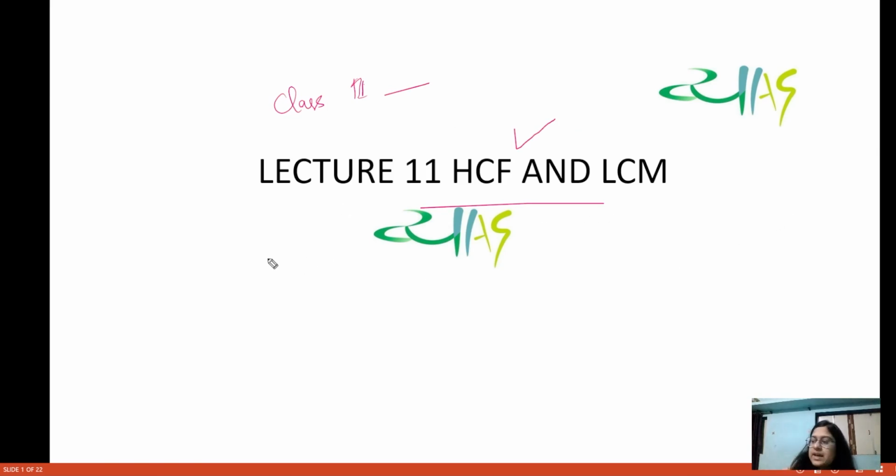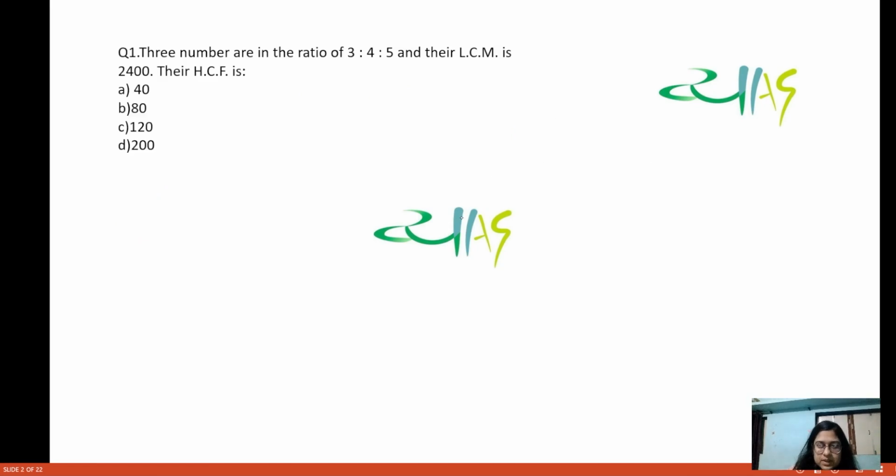So let's begin. We have seen the concepts of HCF and LCM. Now we know very well how to calculate HCF and LCM. Let us start with this. You have three numbers in the ratio 3 is to 4 is to 5 and their LCM is 2400, and their HCF is what? So what is the common factor? Now try to understand this concept.